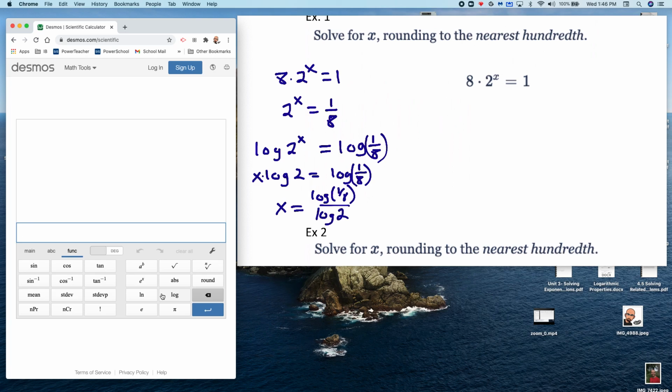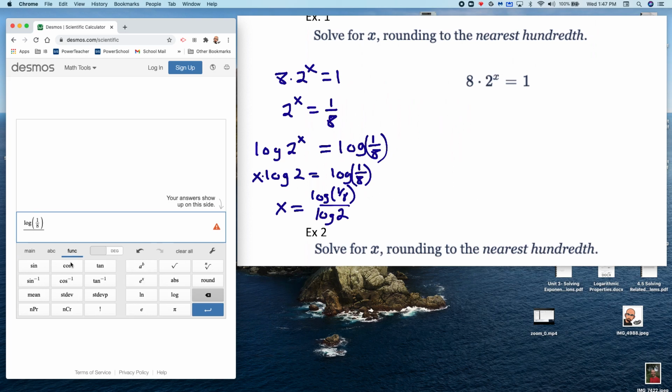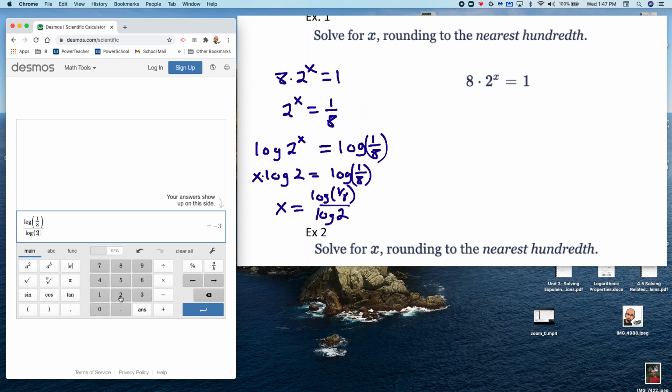And I can do that on this calculator over here. I can type in log and go back to the main thing and do 1 divided by 8. Close the parenthesis. Oops, I don't want to close that one. Let me go back on this. Actually, let me get to here and delete that. Get out here and close that parenthesis and do divided by. Go to the function, hit log, go back to the main, hit 2. And what I'll get is -3.